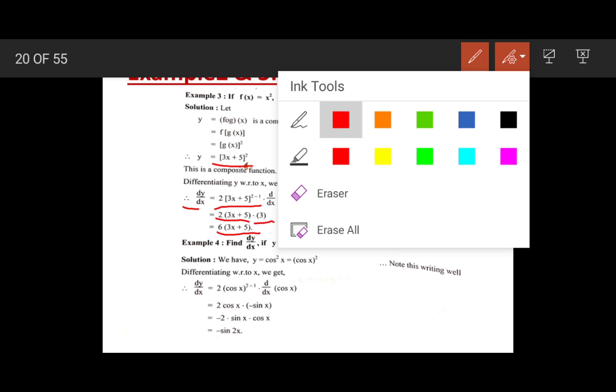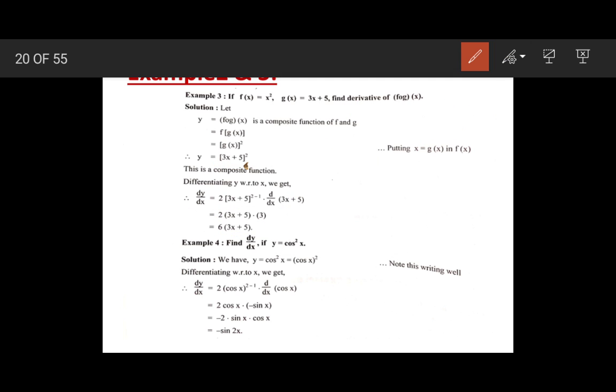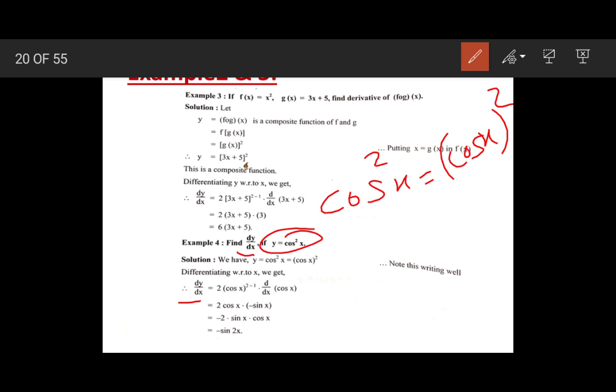See one more example. Again the question is to find dy upon dx, but y is given as cos square x. So differentiating with respect to x, the derivative of y will be dy upon dx. Here cos square x is nothing but cos x whole square, and for the derivative of cos x whole square I have to apply the x raised to n formula.